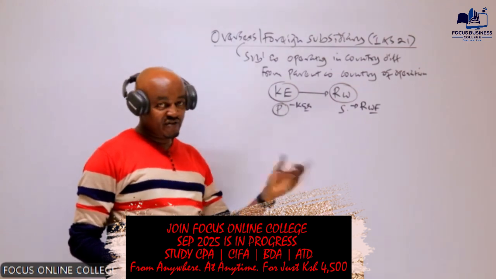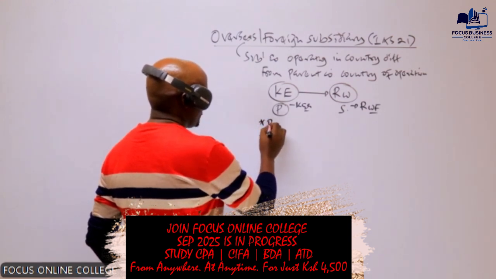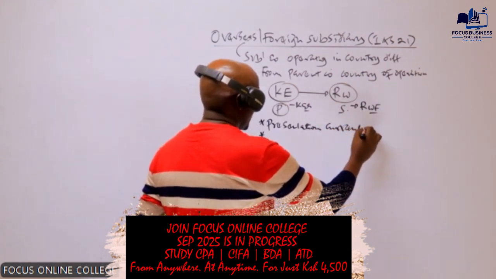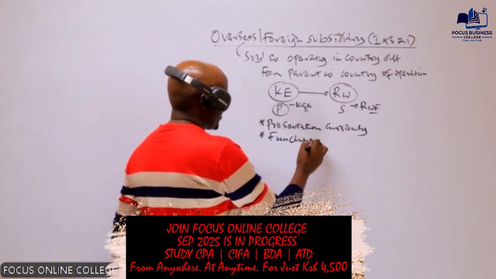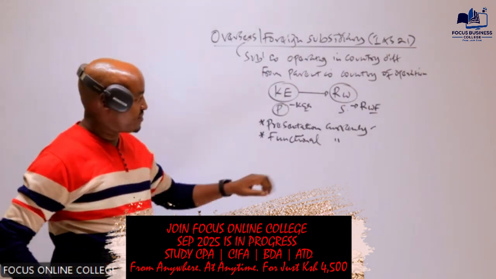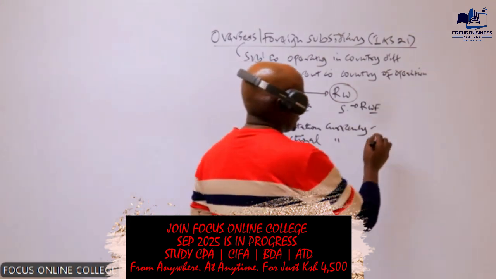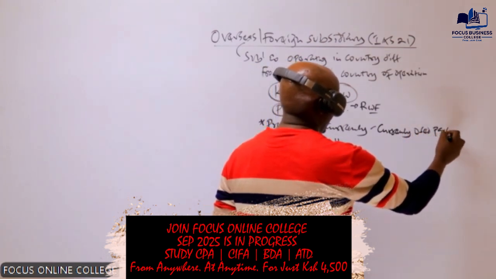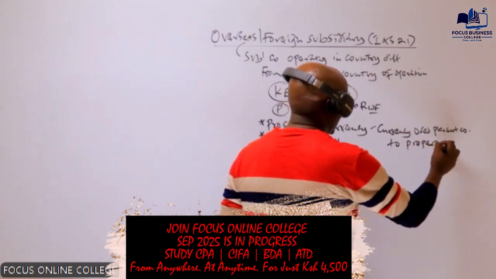So in this case, we are going to look at how we do the translation. But even before we do that, there are two terms we need to define here. One is the presentation currency, and also the functional currency. The presentation currency is basically the currency used by the parent company to prepare the group accounts.